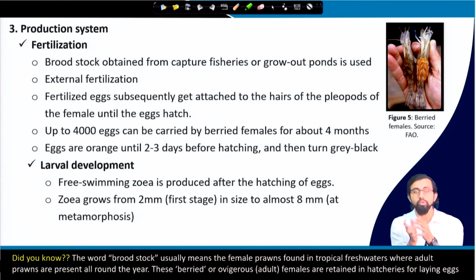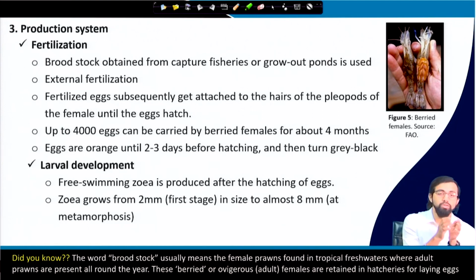And these eggs are orange in general, until 2-3 days before hatching. At the end, if you see the color change, on the right side it's more orangish in color, on the left side it's a grayish black, so that means it's about to hatch. Okay, so larval development after it's hatched is called the zoea stage.